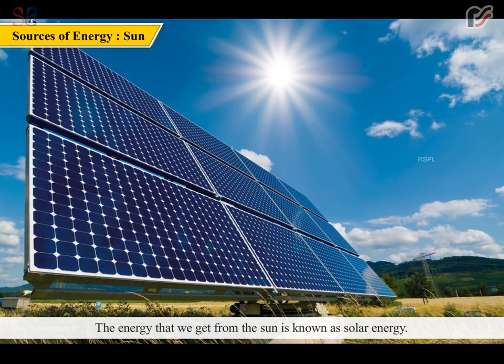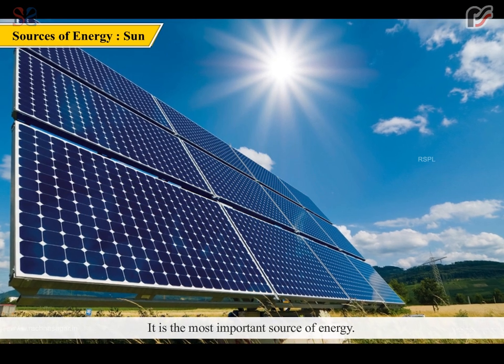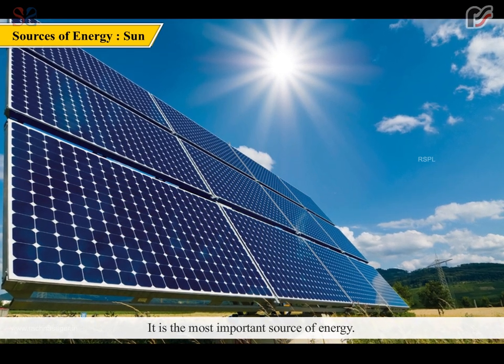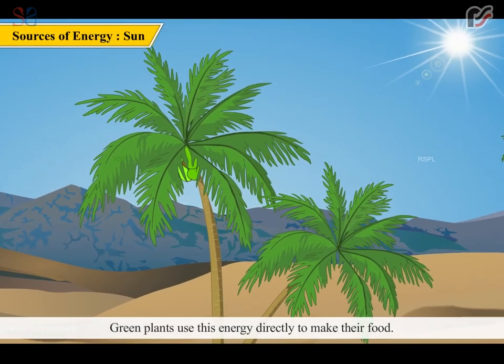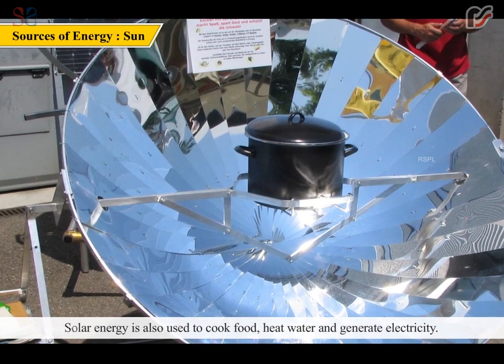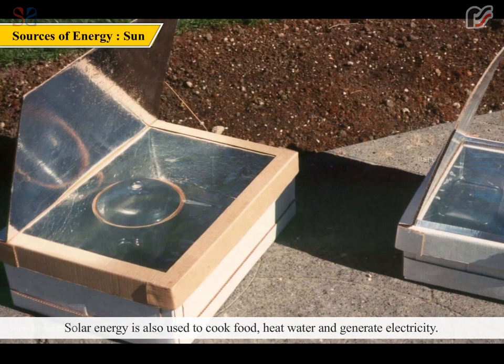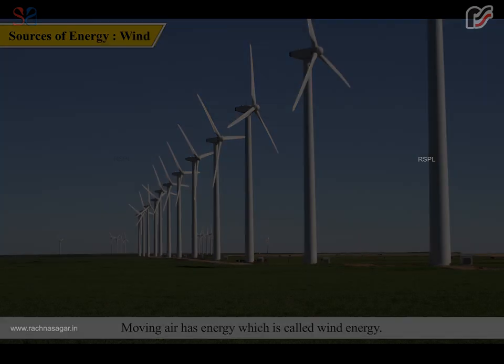The energy that we get from the sun is known as solar energy. It is the most important source of energy. Green plants use this energy directly to make their food. Solar energy is also used to cook food, heat water, and generate electricity.